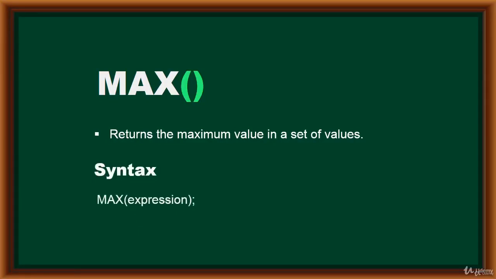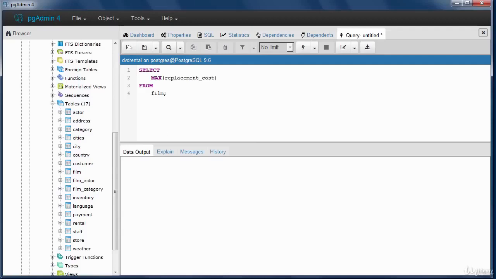So let's take a look at a typical syntax for expressing a max function. This is what the syntax looks like. You start with the name of the function itself, and then inside the parentheses is where you enter the expression. The expression could be a column within a table. So let's take a look at some examples of how the max function works.